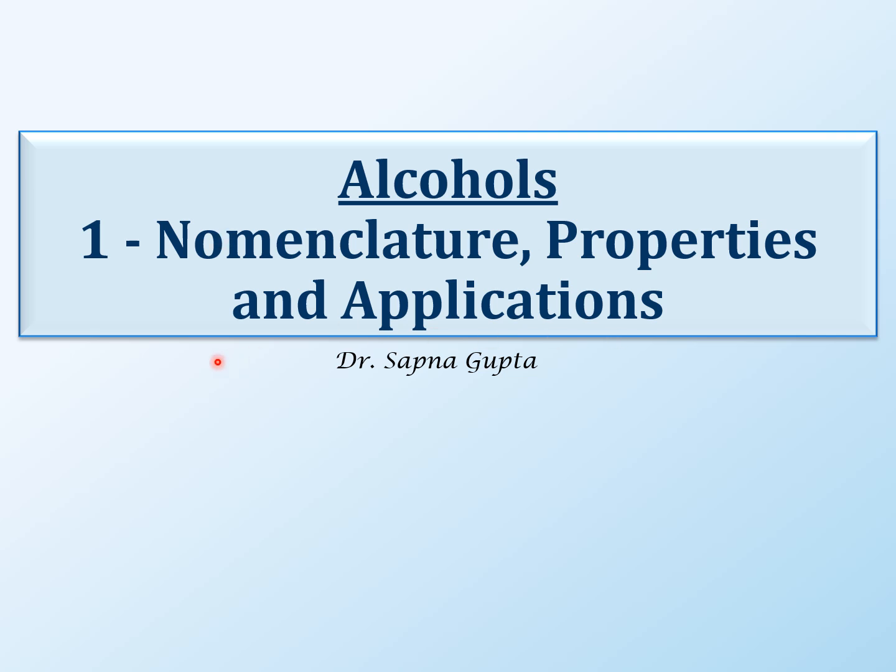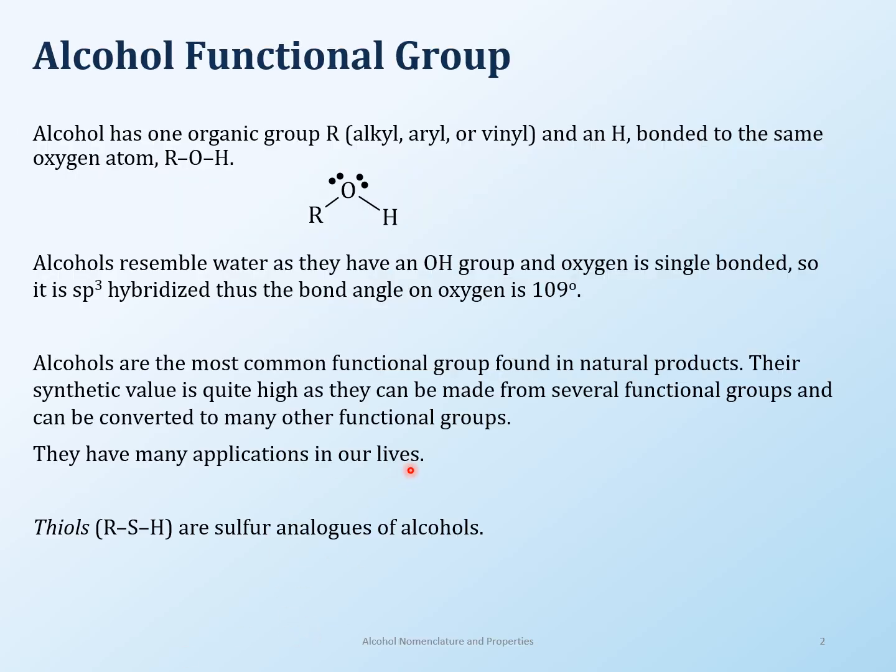So we're going to learn about alcohols, their nomenclature, properties, and some of the applications in this section. All right. So first of all, just a little bit about the alcohol functional group. It is ROH, where oxygen is in the middle, and then you have an alkyl group or any carbon group on one side, and H on the other side. It's one of the most recognizable functional groups. Okay, OH, you can see it everywhere.